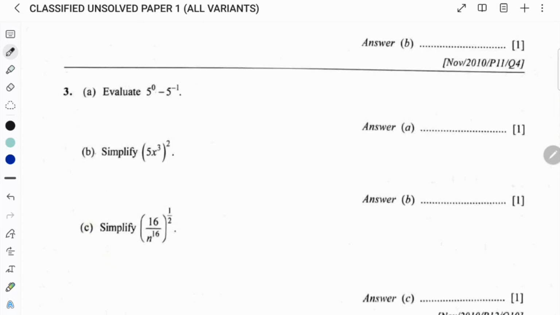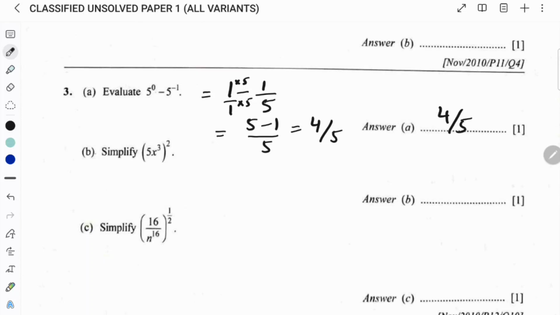Evaluate 5 to the power 0 minus 5 to the power minus 1. That is 1 minus 1 over 5, since 5 to the power minus 1 is 1 over 5. You will have to take the LCM because it's written evaluate, you cannot leave incomplete work. Multiply by 5 on both, so it becomes 5 minus 1 over 5, which equals 4 over 5. 4 over 5 is the answer.